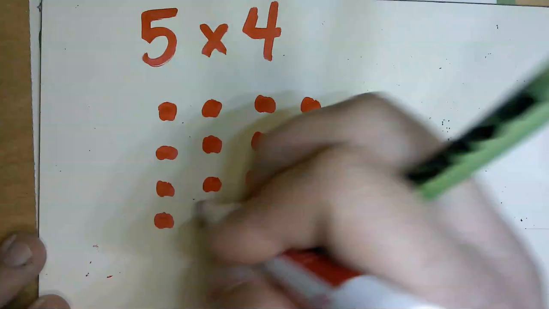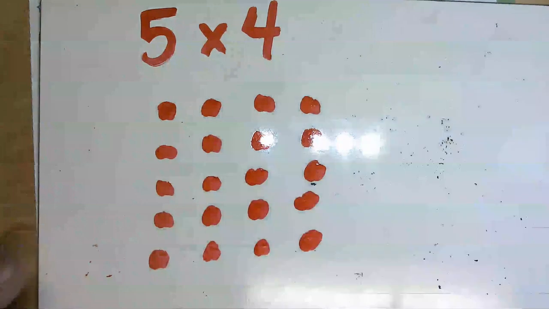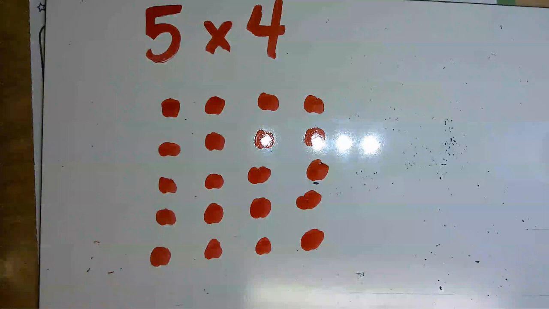Row number 4. Row number 5. All right, so how can I break this into something that's just a little bit easier for me to solve?